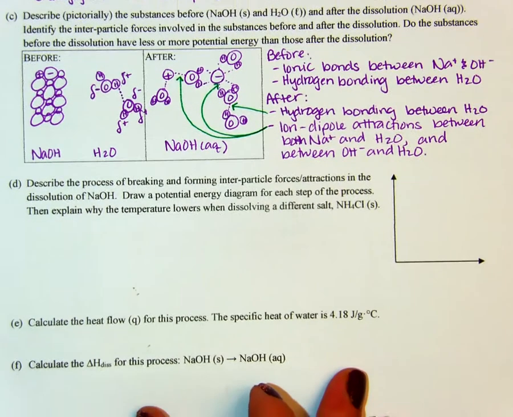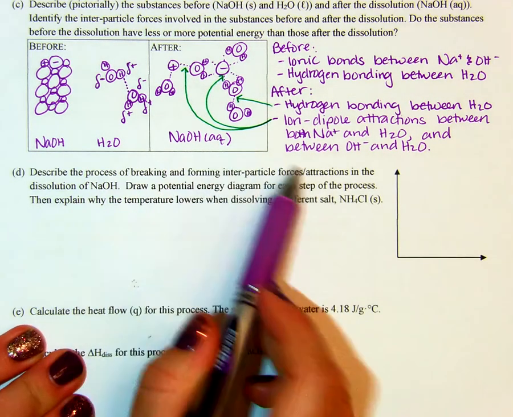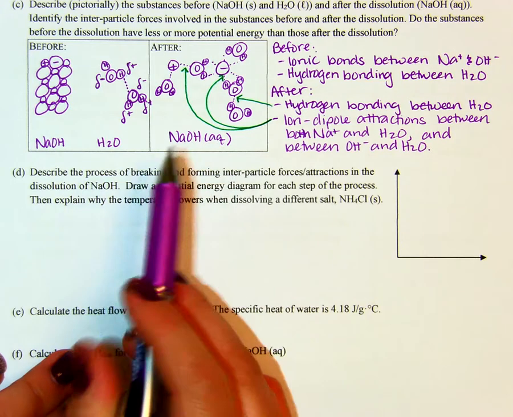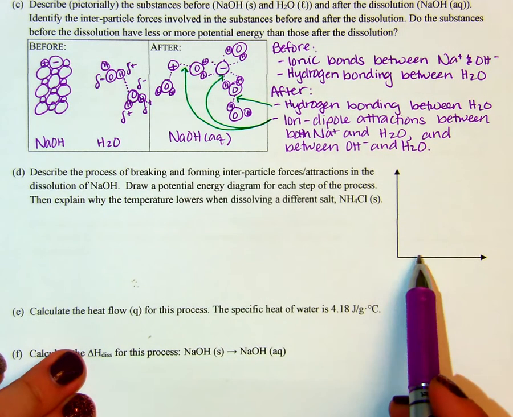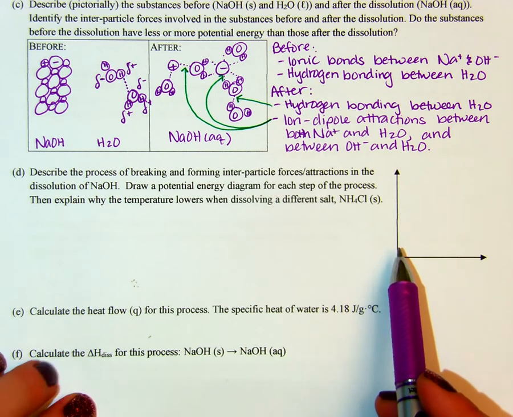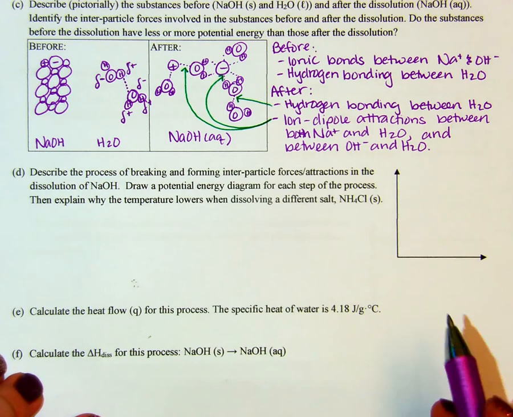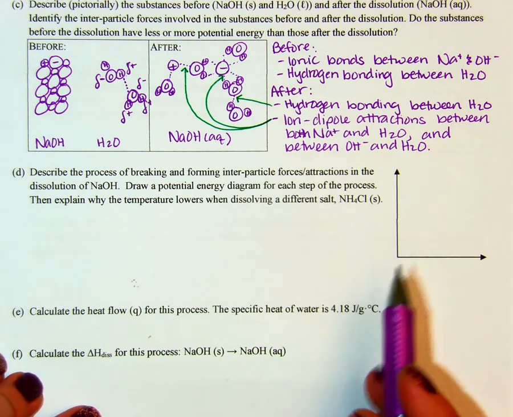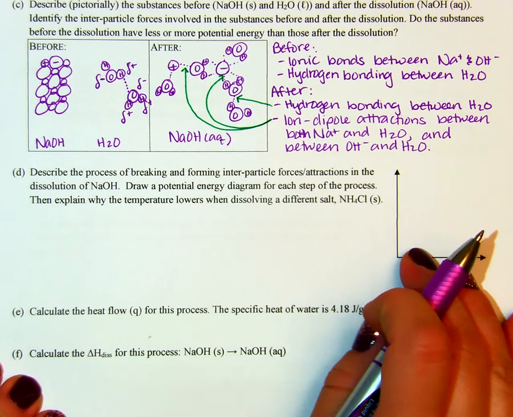Now we're going to look at this as it relates to energy. So describe the process of the breaking and the forming of these interparticle forces and the attractions and the bonds in the dissolution of sodium hydroxide. Draw a potential energy diagram over here for each step of the process. So this is going to be a multi-step reaction that we've looked at before. Then we're going to explain why the temperature lowers when dissolving a different salt, ammonium chloride. So why is that going to happen? So we're going to look at the series of bonds that are going to break, and then we're going to draw on our graph what's happening.